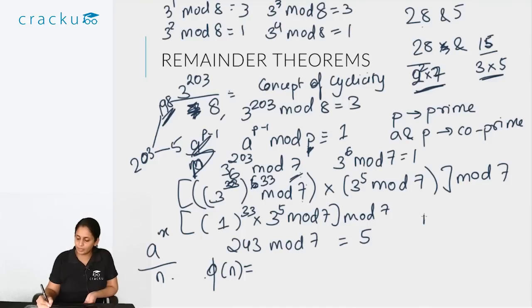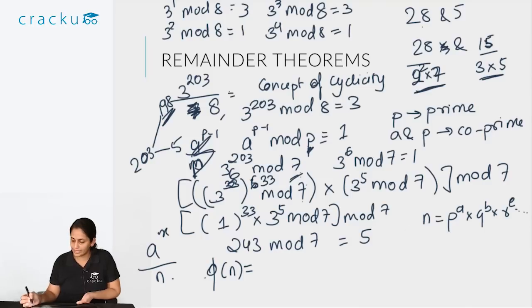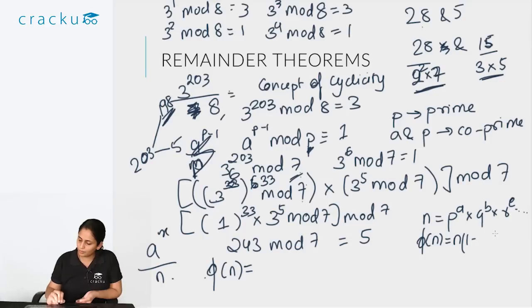So what is Euler's totient value of n? If n can be represented as p raised to a into q raised to b into r raised to c, that is, these are the prime factors of n, then phi of n, the Euler's totient function value of n, is n times (1 minus 1 by p) into (1 minus 1 by q) into (1 minus 1 by r), and so on.